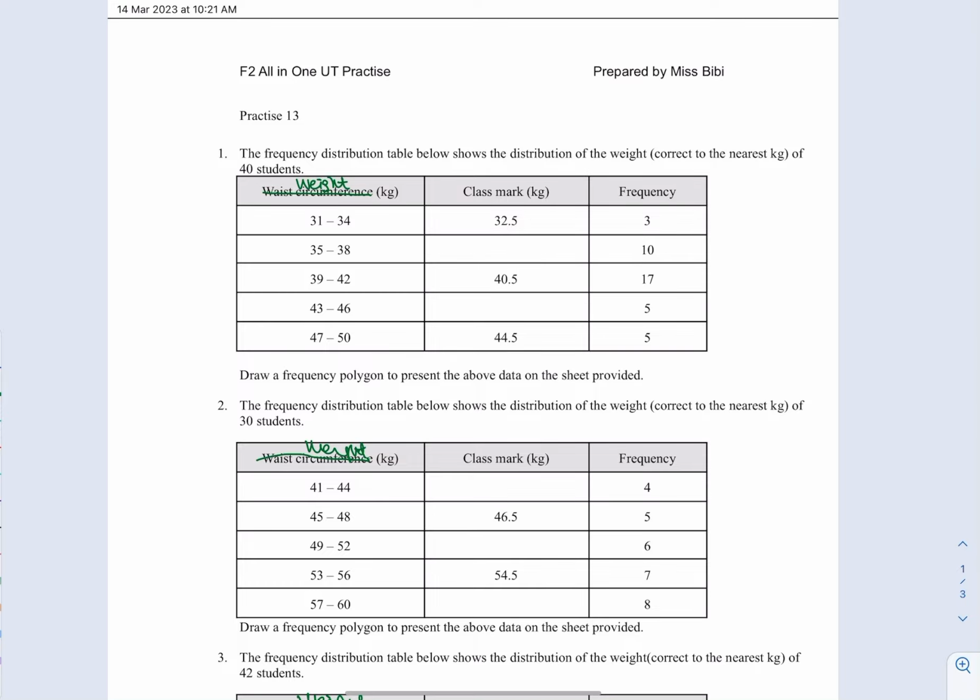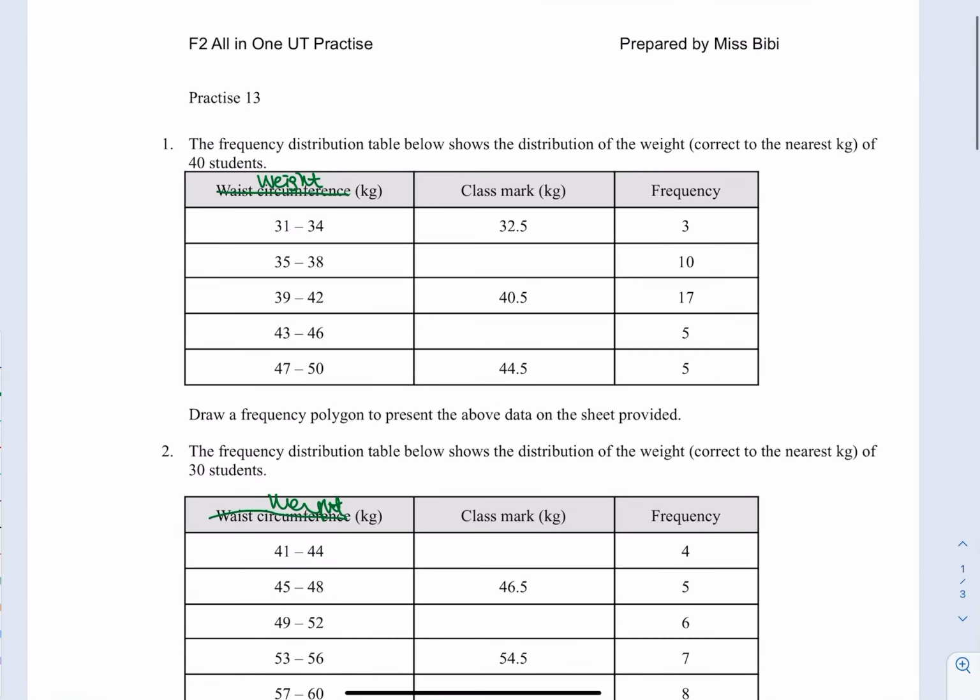We start from these class marks. So your first step is to find all the class marks here. How did we get this 32.5? Class mark is the one in the middle. So you add up these two and divide by 2, you get this class mark. Here as well, add up 35 plus 38, divide by 2, you get your class mark as 36.5. Next one, 43 plus 46, divide by 2, you get 44.5. And the last one, 47 plus 50 divided by 2, you get 48.5.